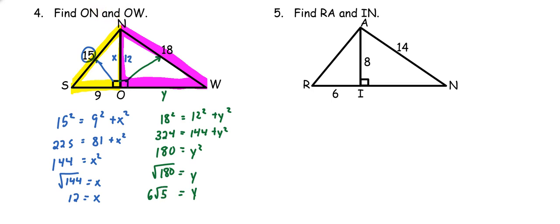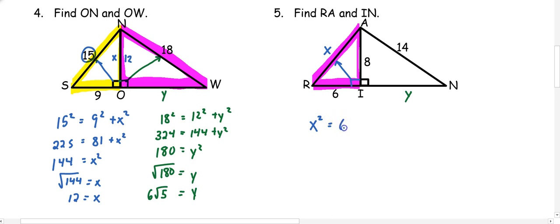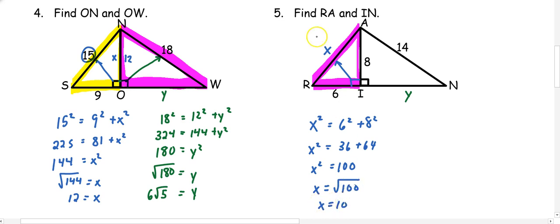Number 5, find RA and IN. So in this case, both triangles have 2 sides, so it doesn't matter which triangle we start with. I'm still going to start with the one on the left. To solve for x, we have a right angle there, so x is our hypotenuse. x squared equals 6 squared plus 8 squared. So we get x squared equals 36 plus 64. x squared equals 100, which means that x is the square root of 100, which is 10.